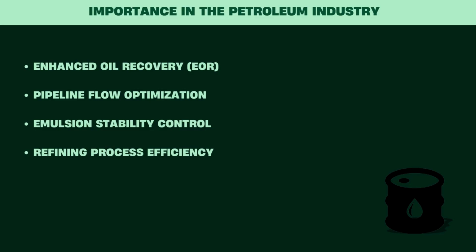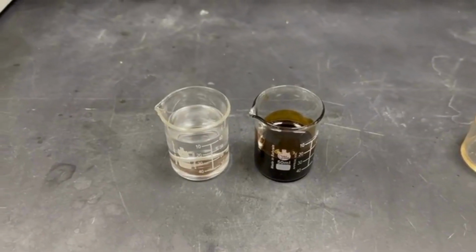Surface tension knowledge helps prevent or manage emulsions, which can impact refining and product quality. Adjusting interfacial tensions can enhance separation processes in refining, improving product purity and process efficiency. And now let's head to the experiment.